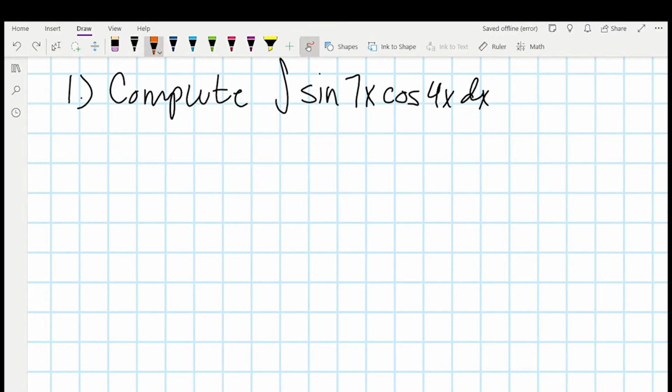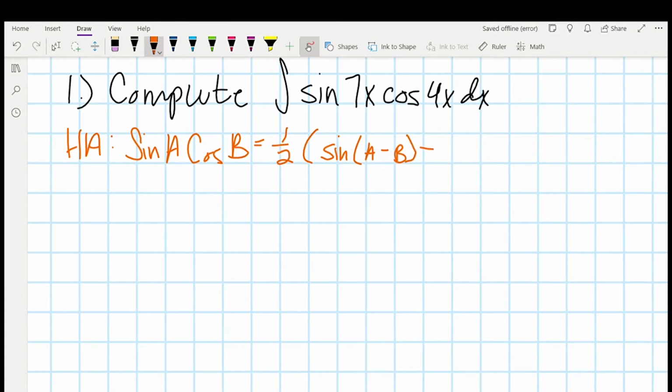An equation I know that we can use is a half angle formula, which states sine of A times cosine of B is 1/2 times sine of A minus B plus sine of A plus B.